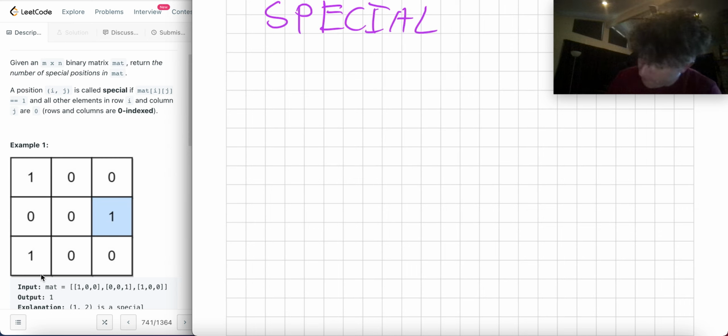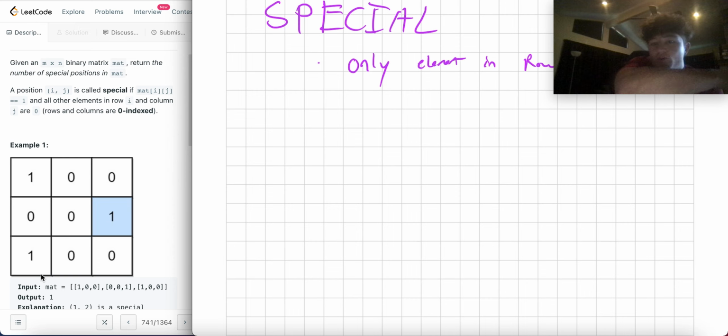Something is special if it's the only element in the row. And what I mean is, it's the only one in the row, right? It's the only element in the row.